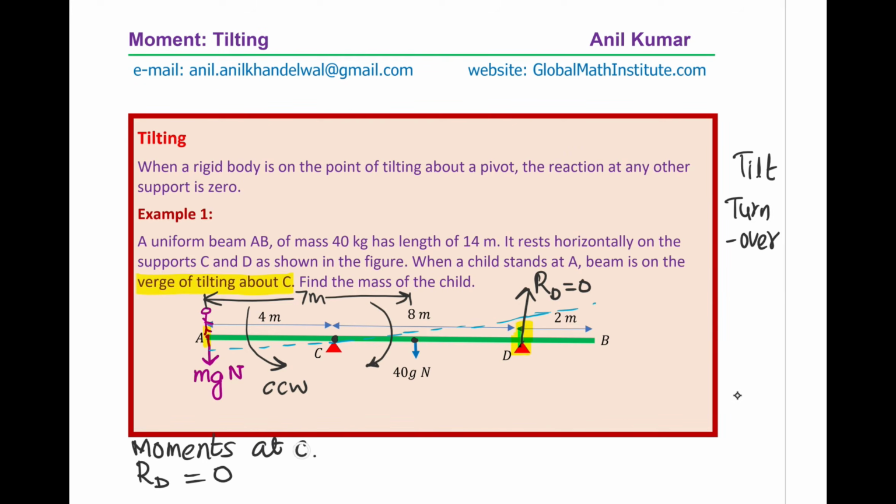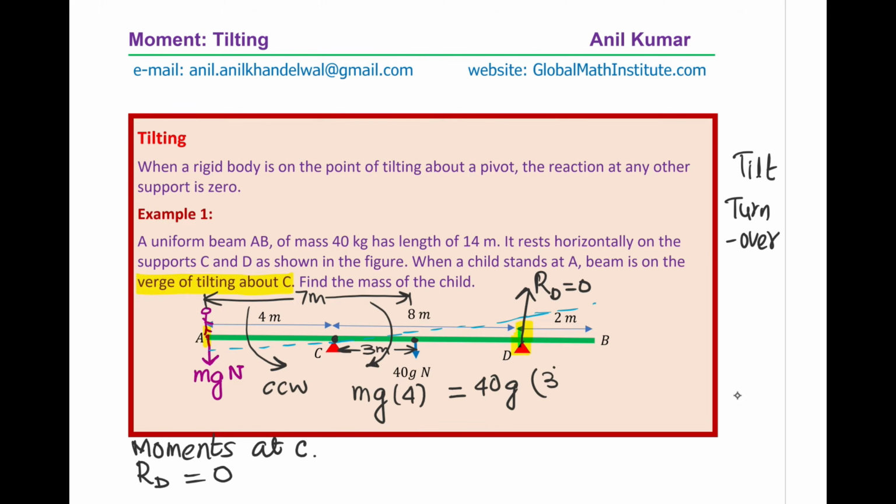Now we'll consider the moments at C. Because of the child, it will be mg, the weight of the child, times the distance, which is 4 meters, and this is clockwise. That should be equal to the counterclockwise moment due to the mass of the beam itself, which is 40 g, and the distance of this from C is how much? Well, total is 7, so this is 4 from here, so that distance is 3 meters.